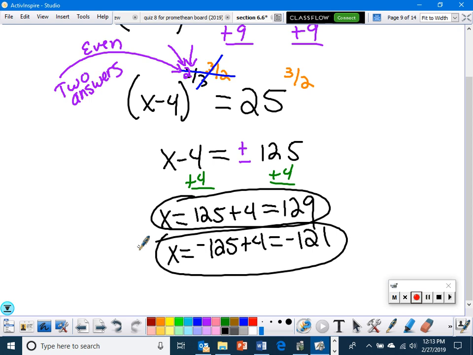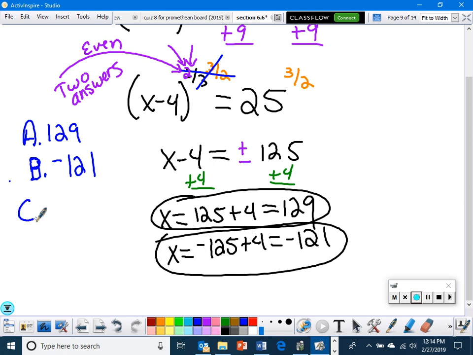Now, on a standardized test, I have seen this before. If this was a multiple choice test, they might have A, 129. If you didn't realize there were 2 answers, you'd probably pick that one. They might also then have B, that one might say negative 121.